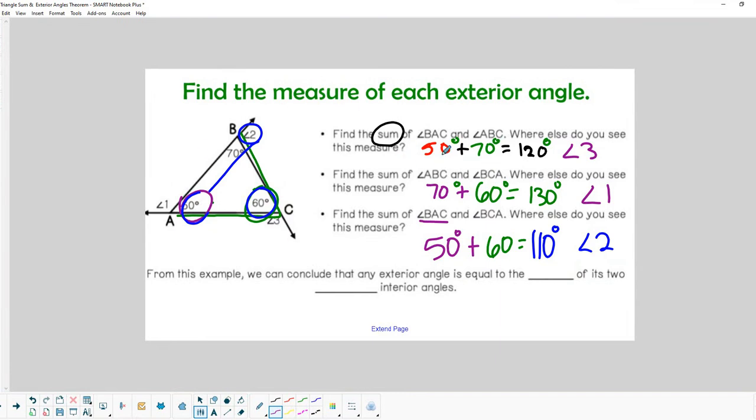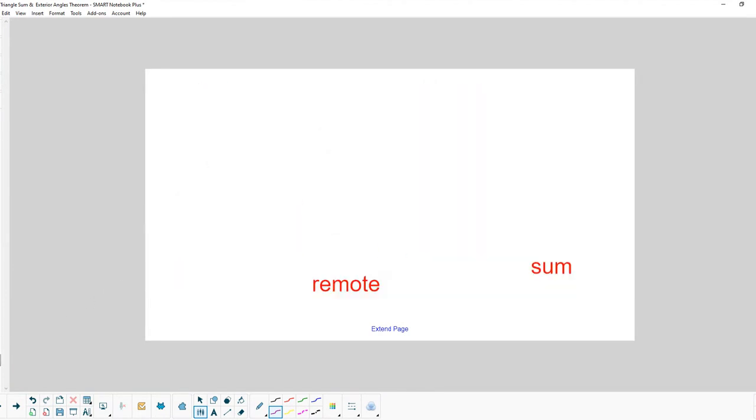But we say angle BAC, which goes around the angle in the order that it's listed here, is 50 degrees. And angle ABC, which is 70 degrees, add up to 120 degrees. And they, in turn, would equal the angle 3 out here. So we can go all the way around if we wanted and actually find each exterior angle by doing this. So that's what that's trying to display.